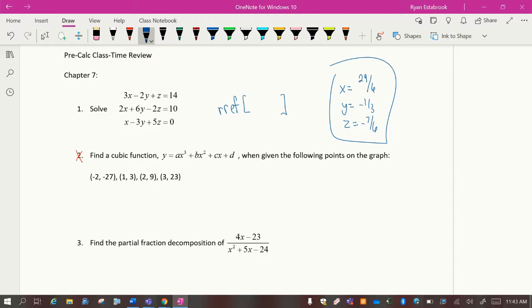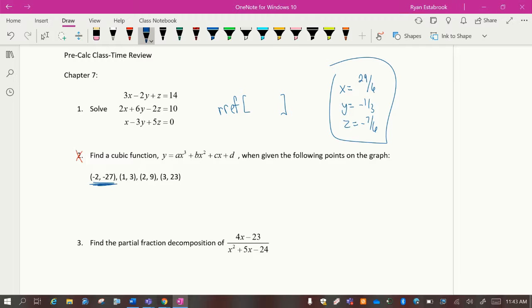Question number 1 is this. Number 2, we're not going to fully do. Just find a cubic equation when given these following points. The reason we're not going to do it is because it's very repetitive of number 1. We're just going to talk about how you would get it started.